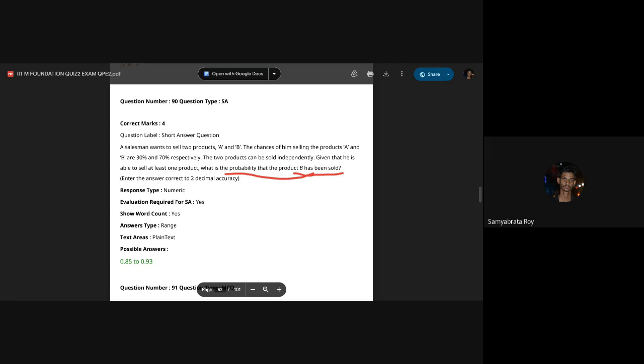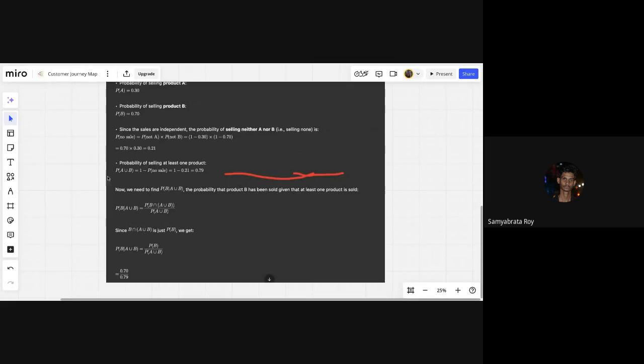No, they have asked that the one product which has been sold is product B only, not product A. So then we can divide the probability of selling B divided by the probability of selling at least one product. Exactly.